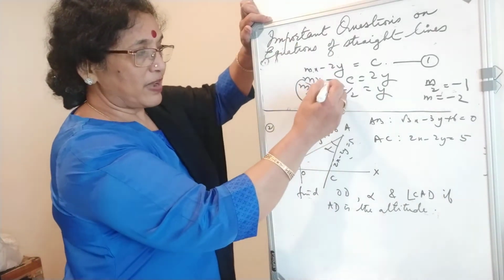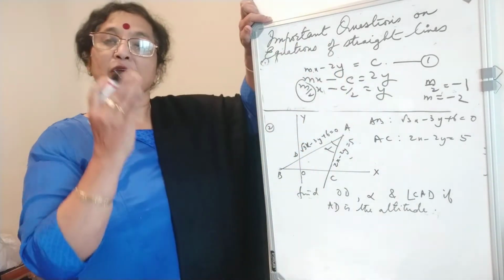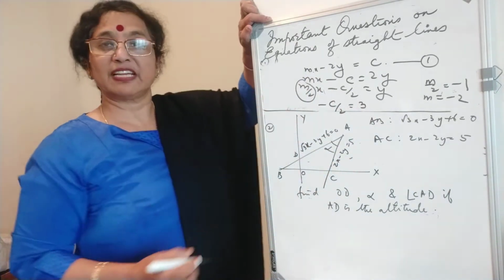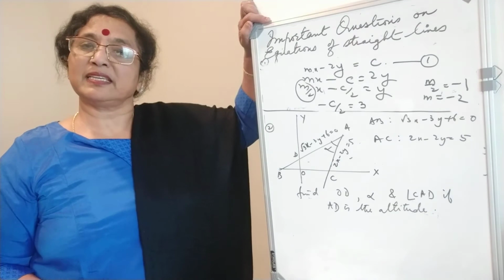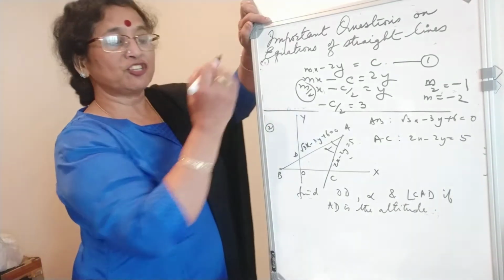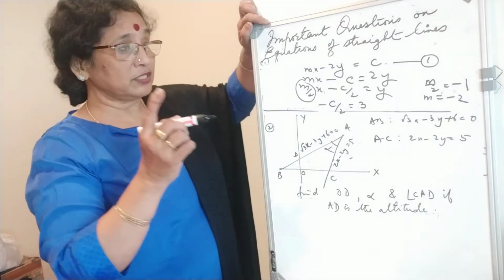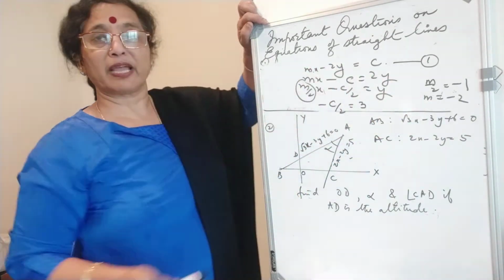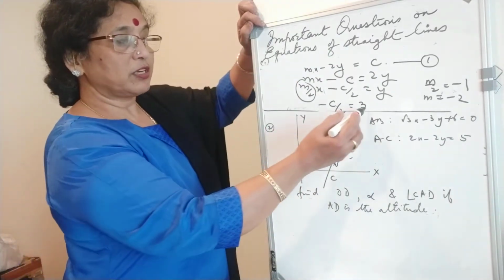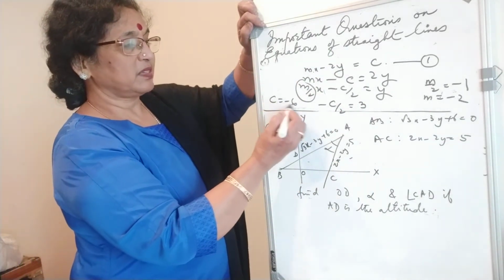So here this is the y-intercept of this line. So minus c by 2 is equal to the y-intercept, which is given as 3. So minus c is 6. So c is minus 6. So in this question, the m which is not the slope, its value I got as minus 2. And c, which is not the y-intercept, I got as minus 6.